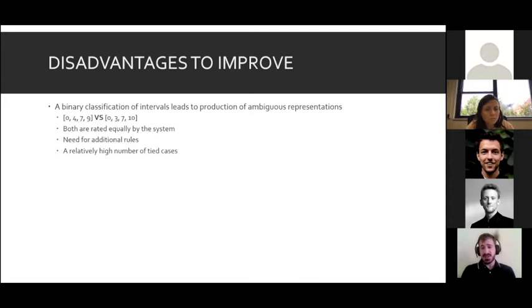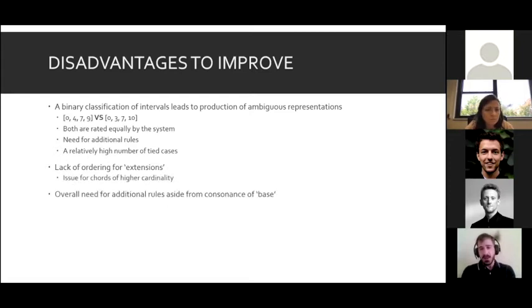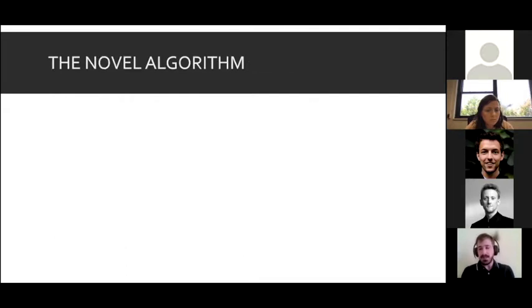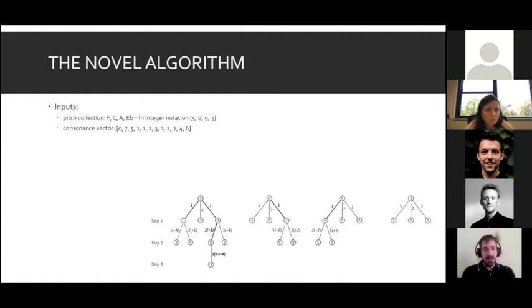Furthermore, the extensions are simply appended to the right of the chord base, which is an issue for higher cardinality chords. Other rules, like reordering the subset in a compact form, may be unnecessary. For these reasons, we currently propose a new version of the GCT algorithm. In this novel version, a graded consonance vector is allowed. Again, we will see how this works through an example.